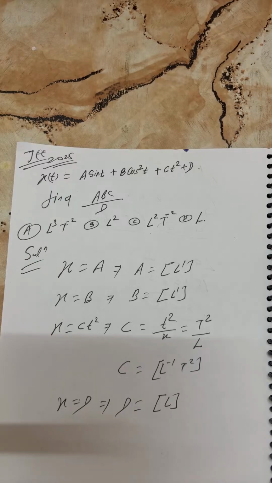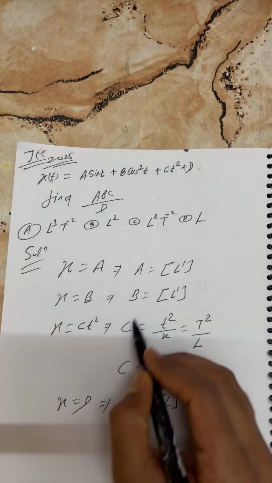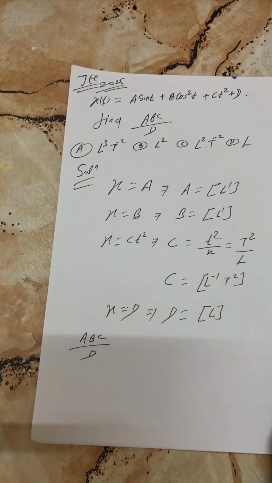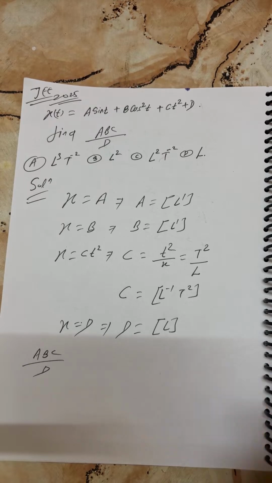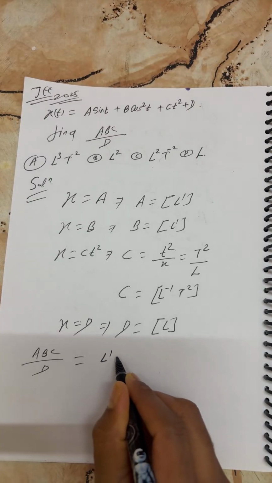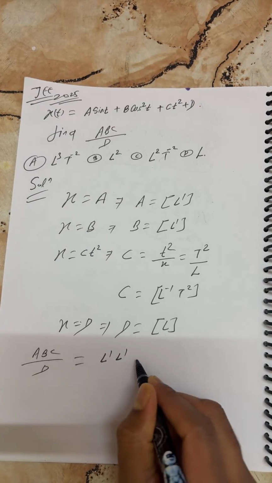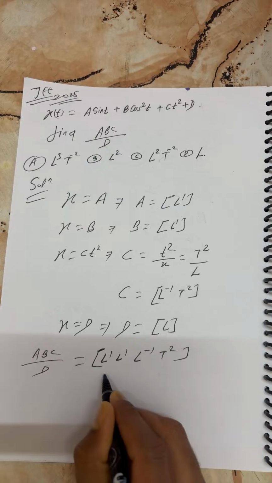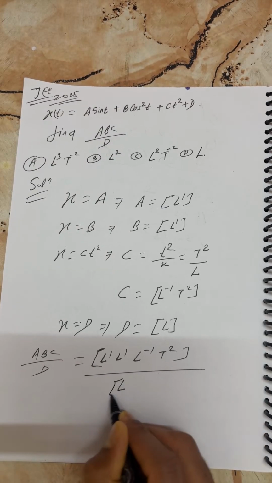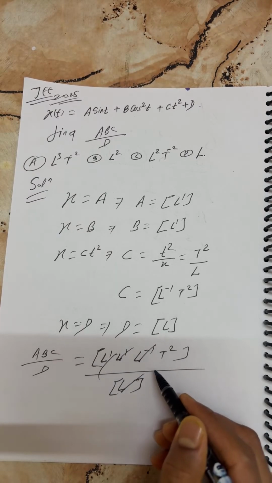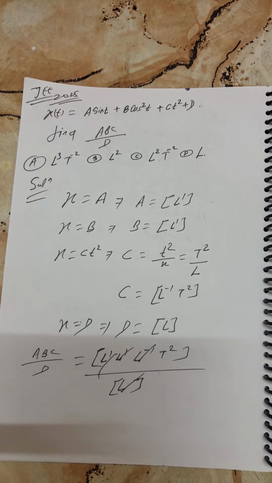But we wanted to find A, B, C product by D. So what is A, B, C? A is L to the power 1. B is again L to the power 1. And C is L to the power minus 1, T to the power 2. D remains L only. So you can say we get T to the power 2. Is any option there? But T to the power 2, there is no option at all.